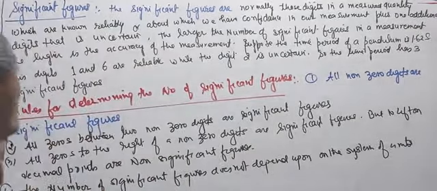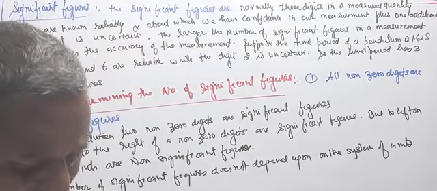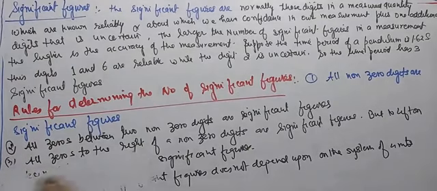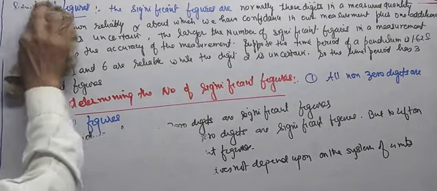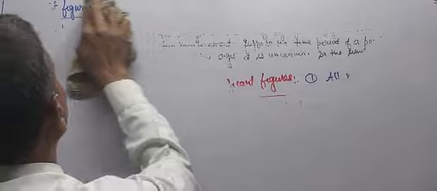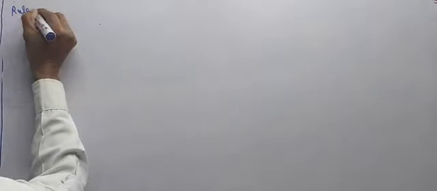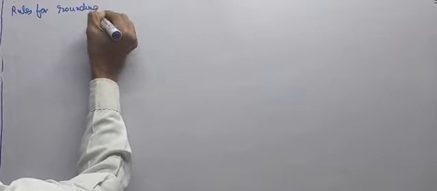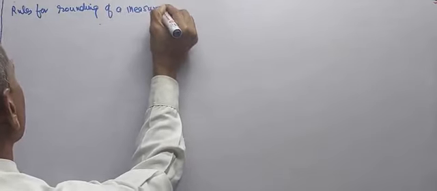Our next problem is to state the rules for rounding of a measurement. Rules for rounding of a measurement.